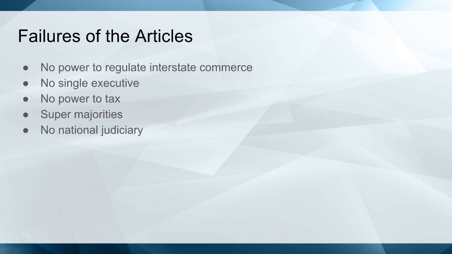Another problem of the Articles of Confederation was no national judiciary. There was no national court system. So the interpretation of national policy and national law was effectively in the hands of state judges who were selected by state legislatures or elected by state populations. So their loyalty was primarily to their state rather than to the national government.